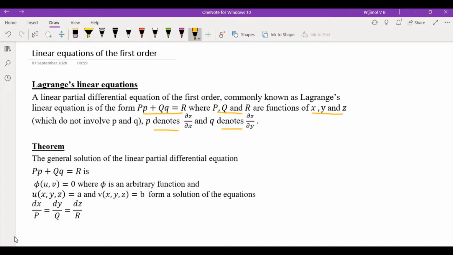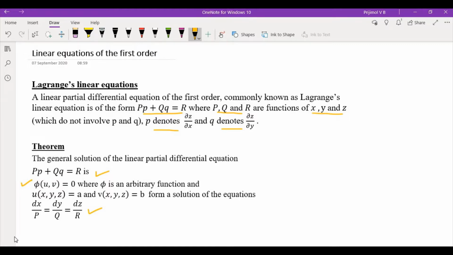Now what will be the solution of such a Lagrange partial differential equation? If this is your Lagrange PDE, then phi of u, v equal to 0, where phi is an arbitrary function and u equal to a, v equal to b are the solutions of the auxiliary equation. Now this phi of u, v equal to 0 will be the solution of such a Lagrange partial differential equation.